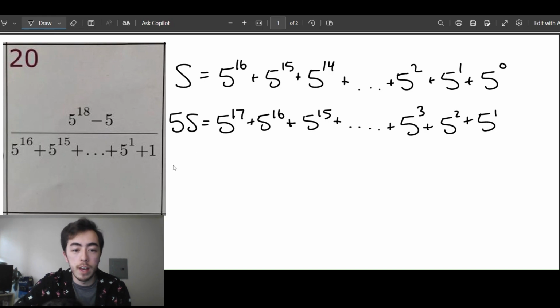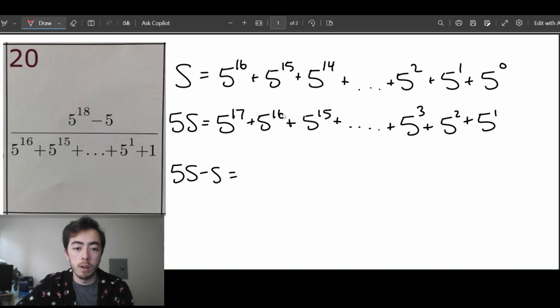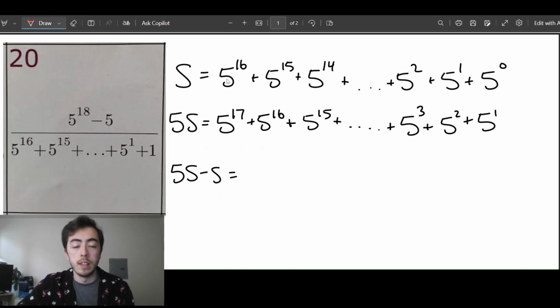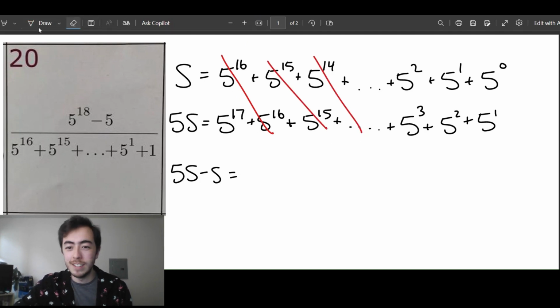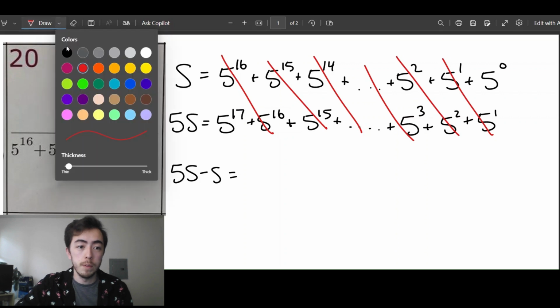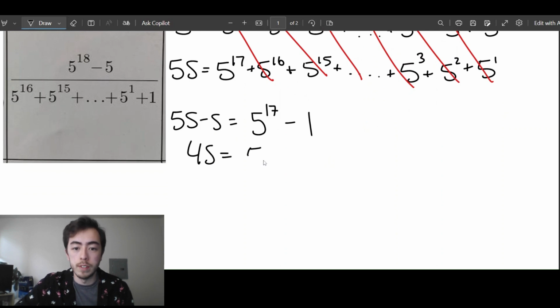So if we try doing 5S minus S, that's going to be the bottom sum minus the top one. All of these terms in the middle are going to cancel out because we have a 5 to the power of 16 in that first sum, and it's going to cancel out with a 5 to the power of 16 in the previous sum. And so all of these are going to cancel. There's a 5 to the power of 14 in those dots. And then 5 cubed, 5 squared, and 5 to the power of 1 are all going to cancel. And so we're just left with this expression, 5 to the power of 17 minus 1. So if we simplify the left side a little bit, 4S is equal to 5 to the power of 17 minus 1.